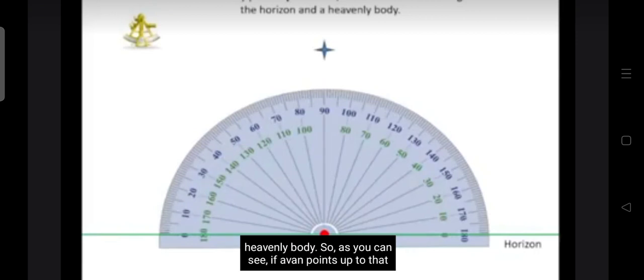Next slide. A sextant is an extremely precise protractor used to measure the angle between the horizon and the heavenly body. So as you can see, if Adam points up to that star, that's at 90, and then the horizon, there's your right angle. It's just very simple. Next slide.